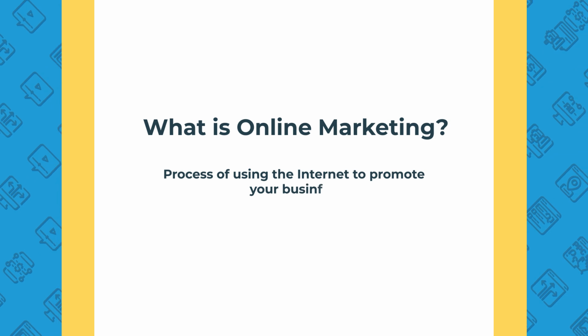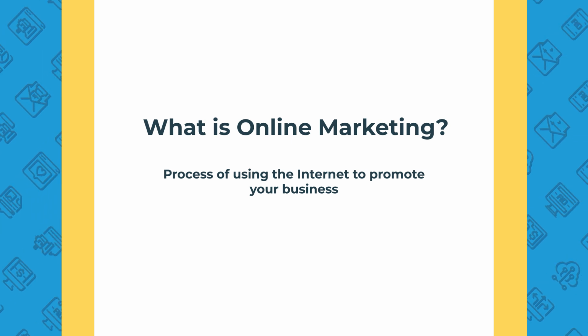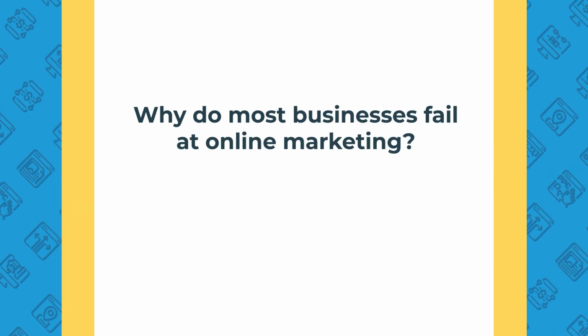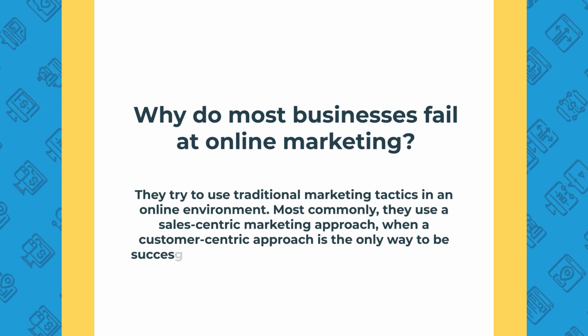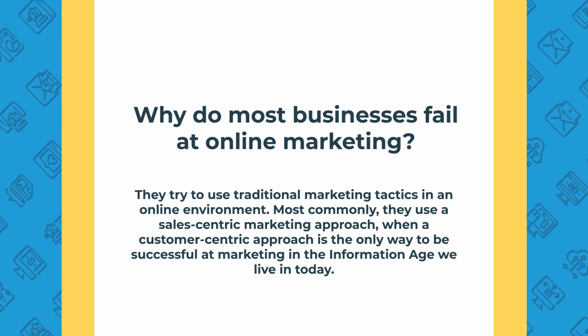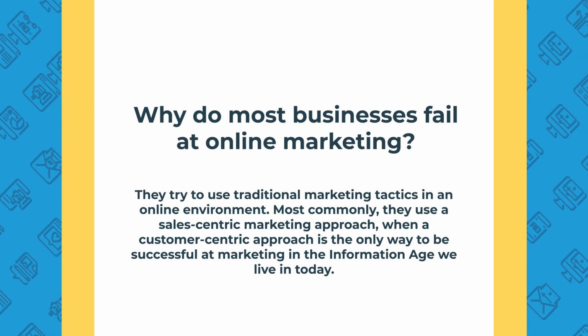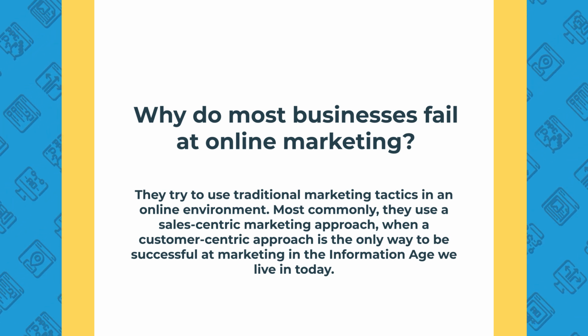Okay, wow. So by now we've covered almost everything you need to know about online marketing for beginners. Let's quickly summarize this video so you don't miss out on the major points here. We talked about what is online marketing. Put simply, online marketing is the process of using the internet to promote your business. Now, why do most businesses fail at online marketing? Many times they try to use traditional marketing tactics in an online environment. Most commonly, they use a sales-centric marketing approach, when a customer-centric approach is the only way to be successful at marketing in the information age we live in today.